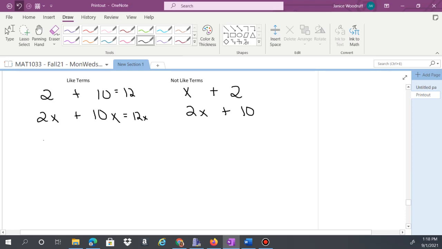They also have to have the same degree. So if I have a 2x squared and a 10x squared, that's fine. That gives me a 12x squared. But I could not add a 2x squared and an x. Because this x has a degree of 2, this x has a degree of 1. So they would have to be the same.